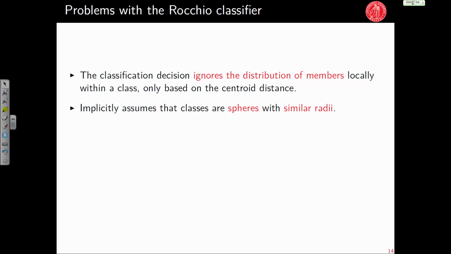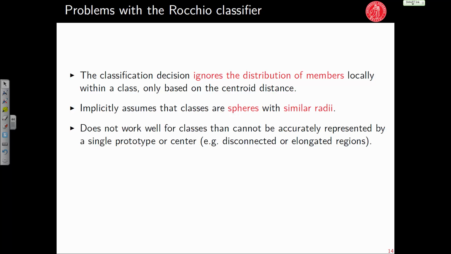Rocchio also makes the implicit assumption that the classes are spherical in shape and have similar radius, so they are of similar size. If you have a class that's stretched out or spread all over the space, then Rocchio will have problems in classification, and it does not work well. We'll look at more visual examples of what I've just described here.